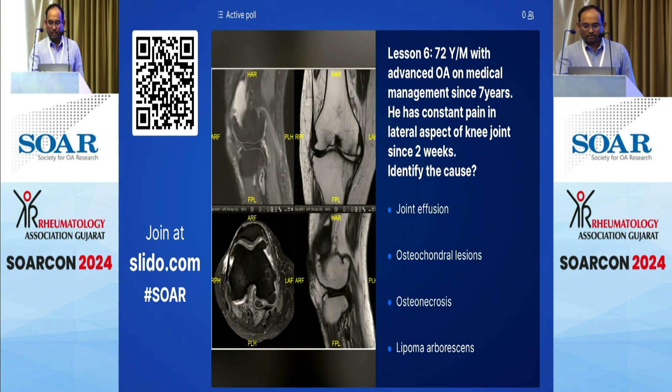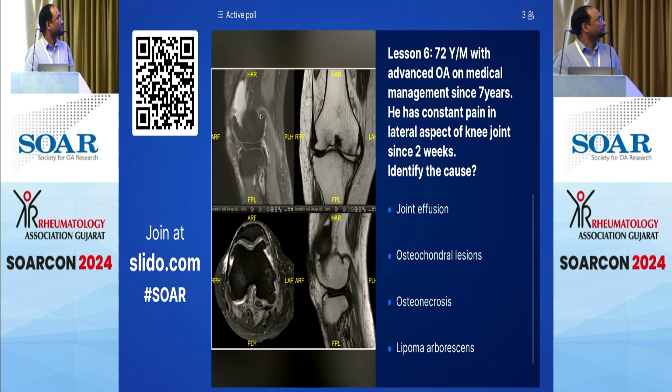So next case, again advanced osteoarthritis, but this patient came with very recent onset of pain in the lateral aspect of the knee joint. And this MRI was advised because definitely there was a thought that there is not only osteoarthritis going on, there is something else happening. But the clinical diagnosis was not done very definitely, so MRI was done.